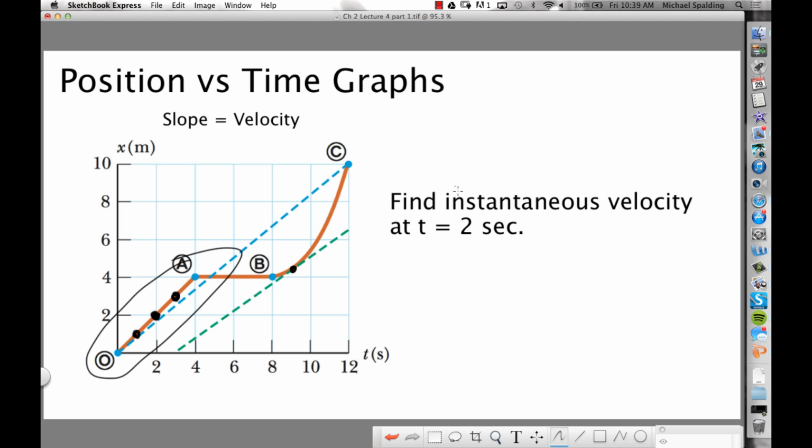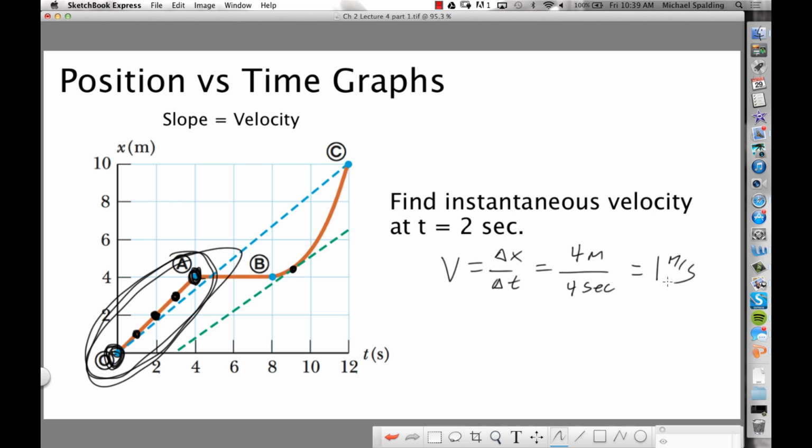So really, to answer this question, what do we have to do? We need to figure out the slope of this line right there. So I'm going to use point O and point A. I'll use this point and this point. Those are 2 nice points. So velocity, delta x over delta t. Using point O and point A, the rise is 4, the run is 4, so this gives 1 meter per second. So that's the instantaneous velocity at every point from 0 to 4 seconds, because it's constant velocity from 0 to 4. Okay, next question.